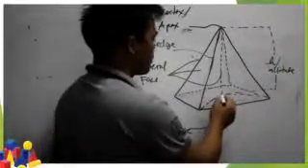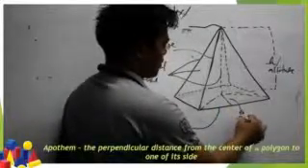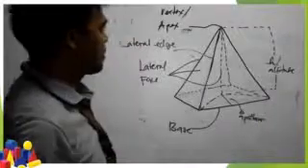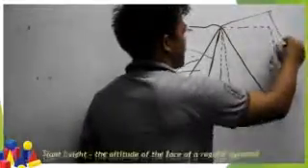The distance from the center of the polygon base to the perpendicular side, we call this the apothem. The height of the triangular lateral face, we call it the slant height.